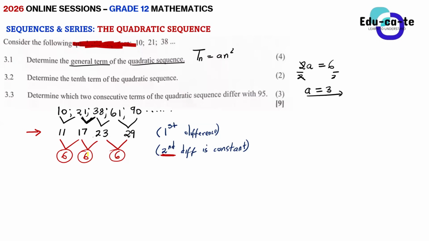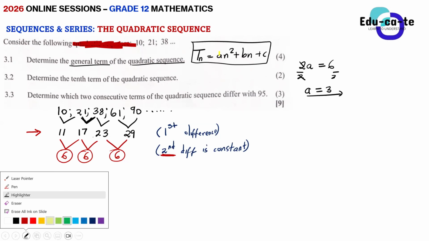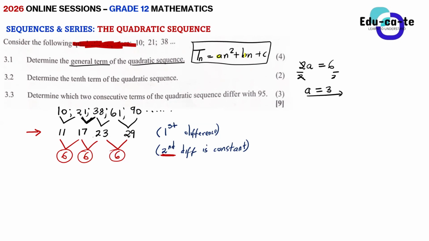So basically, what do we need to solve? The value of a, the value of b, and we also need to solve for the value of c. For us to solve the value of a, you say 2a is equal to the common difference, which is the second difference in this case, this number 6. Is this confusing, guys? No, sir.